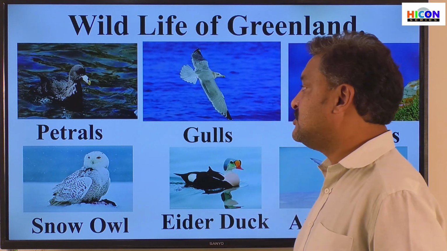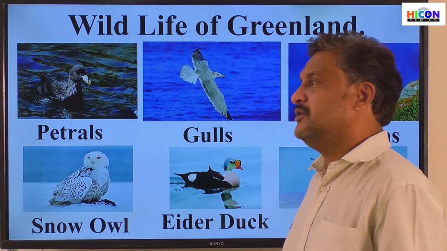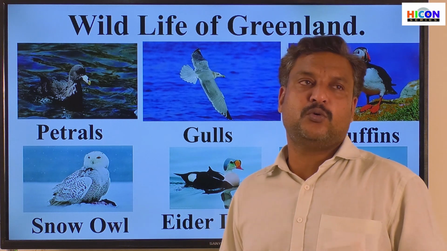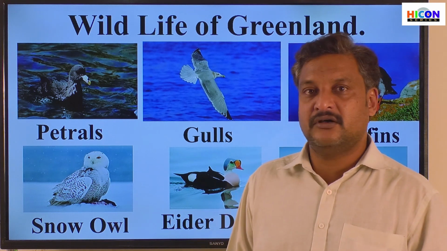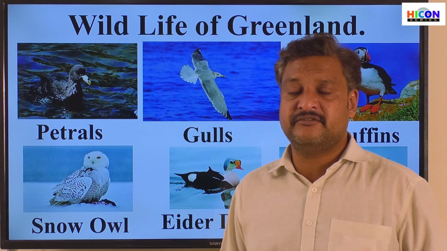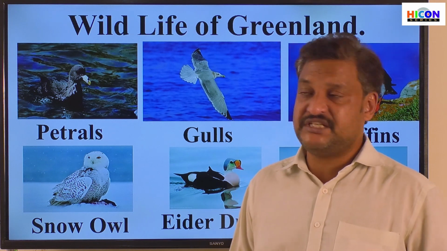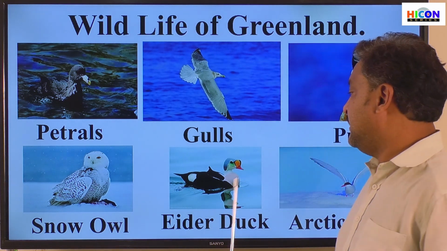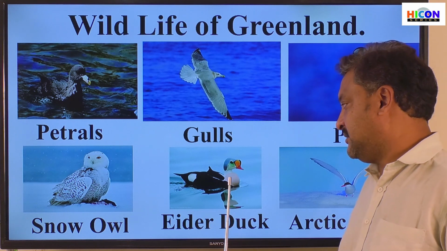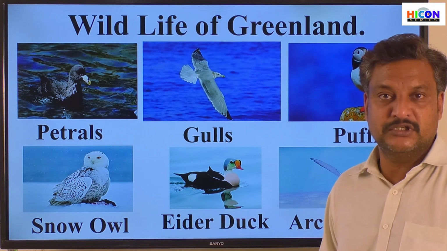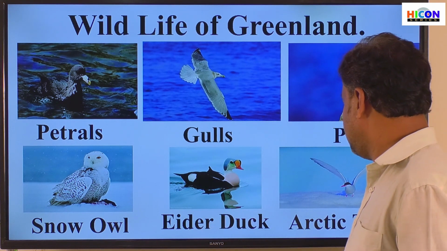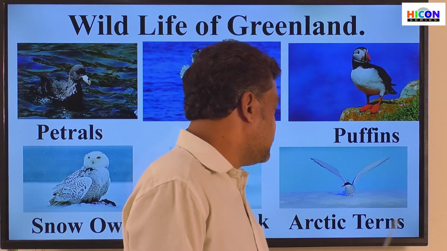And they usually eat smaller animals like snow squirrels, snow rabbits, snow hares. Okay, there are some kinds of animals which we can also see in those regions. Then the eider duck. The king eider duck is one of the most beautiful birds in the world. Quite beautiful, isn't it? And Arctic terns.